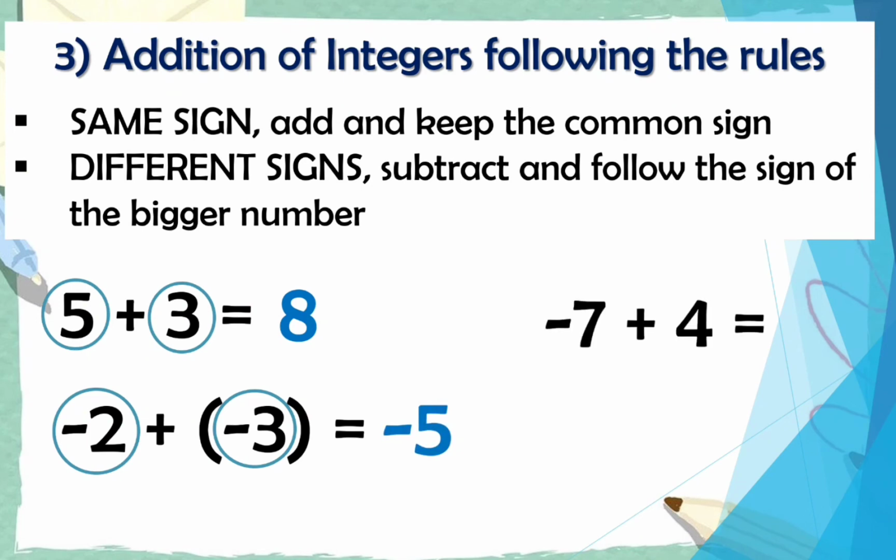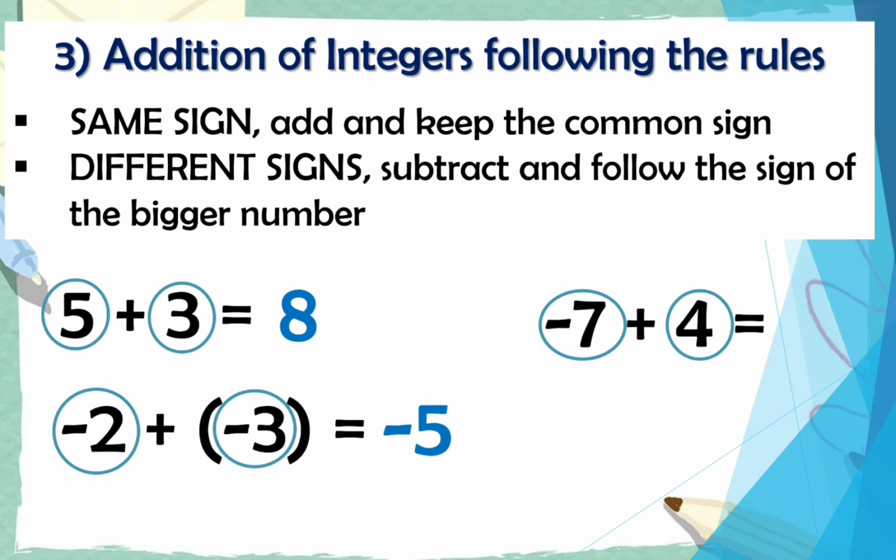Next, we have negative 7 plus 4 equals blank. The first addend is negative. The second is positive. Pareho ba yun ng sign o magkaiba? Okay, magkaiba. Yung isa negative, yung isa positive. Dahil different signs sila, o unlike signs, magkaiba ng sign, we will subtract the numbers. 7 minus 4. That will give us 3.